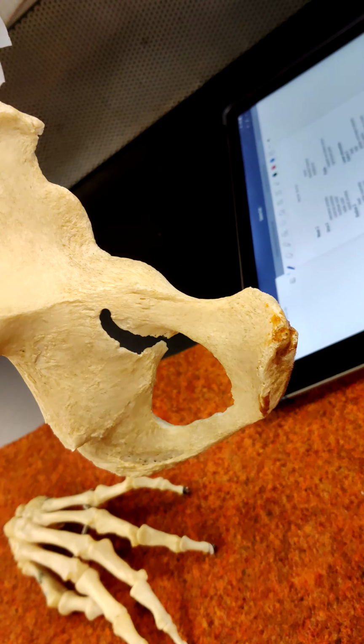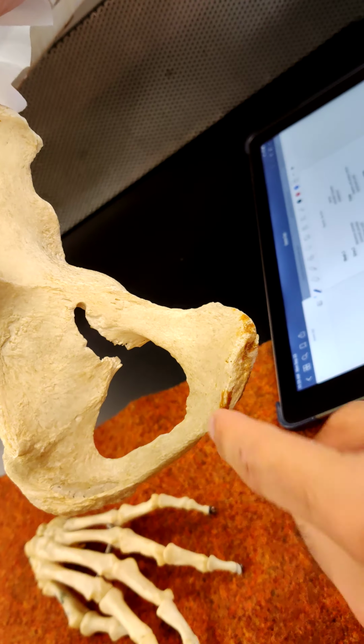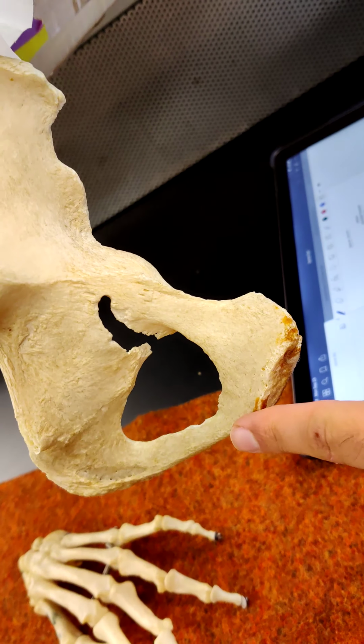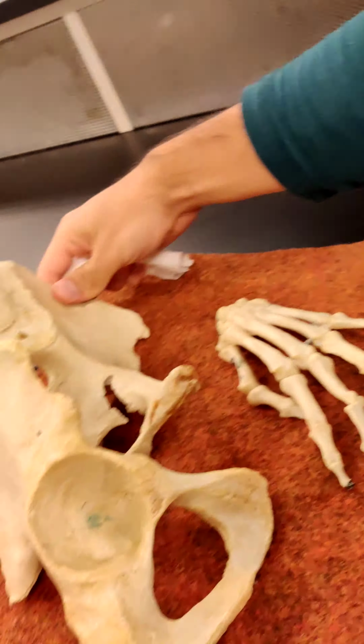So the superior ramus, remember, a ramus is a projection off of an angle, so here's the angle. Superior is up there, and inferior is down here. Cool. So that's that boy.